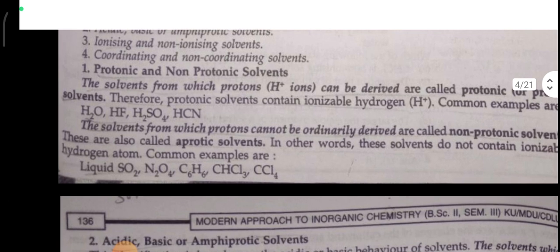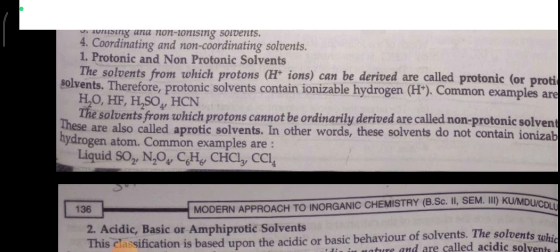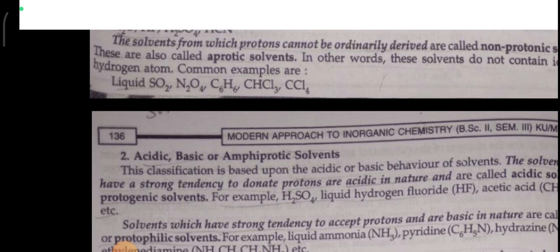Protonic and non-protonic solvents. The solvents from which a proton can be derived are called protonic or protic solvents. Therefore, protonic solvents contain ionizable hydrogen. Common examples are H2O, HF, H2SO4, HCN. The solvents from which protons cannot ordinarily be derived are called non-protonic or aprotic solvents. In other words, these solvents do not contain an ionizable hydrogen atom. For example, liquid SO2 and N2O4, C6H6, CHCl3, CCl4.